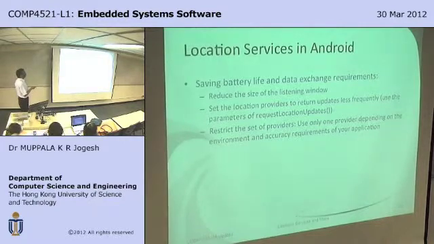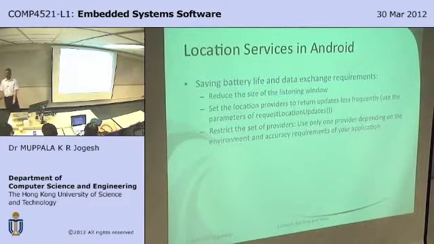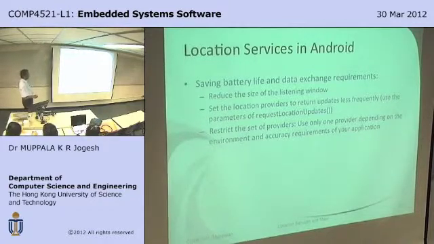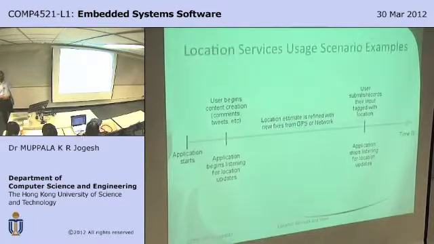You can do a third one by restricting the set of providers. Again, depending on accuracy, you can say, I don't want to use GPS, just provide me updates from the network location. That is good enough for my application. So when you design your application, design it with the minimum requirement as far as possible, so that you don't tax too much of the battery life of your device. Okay?